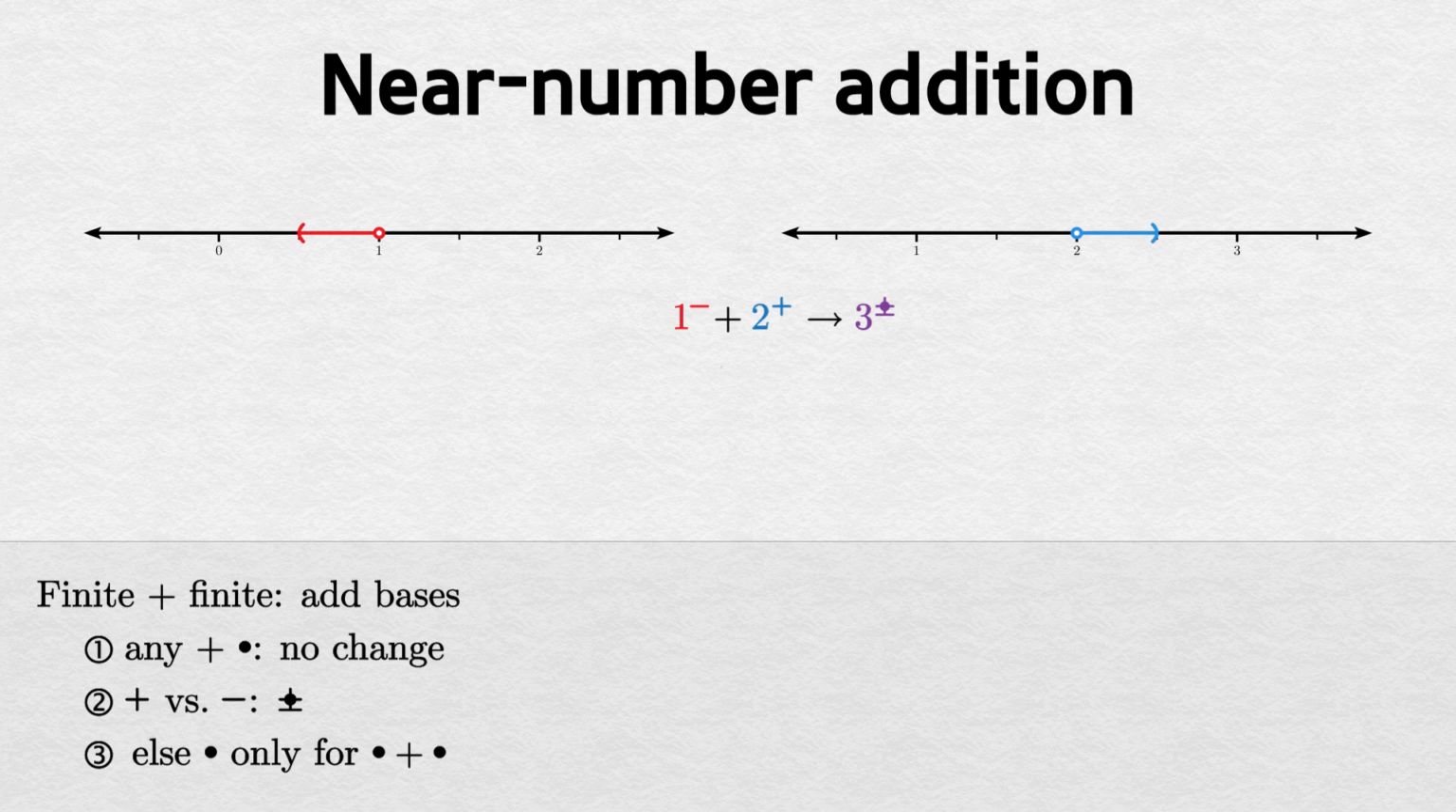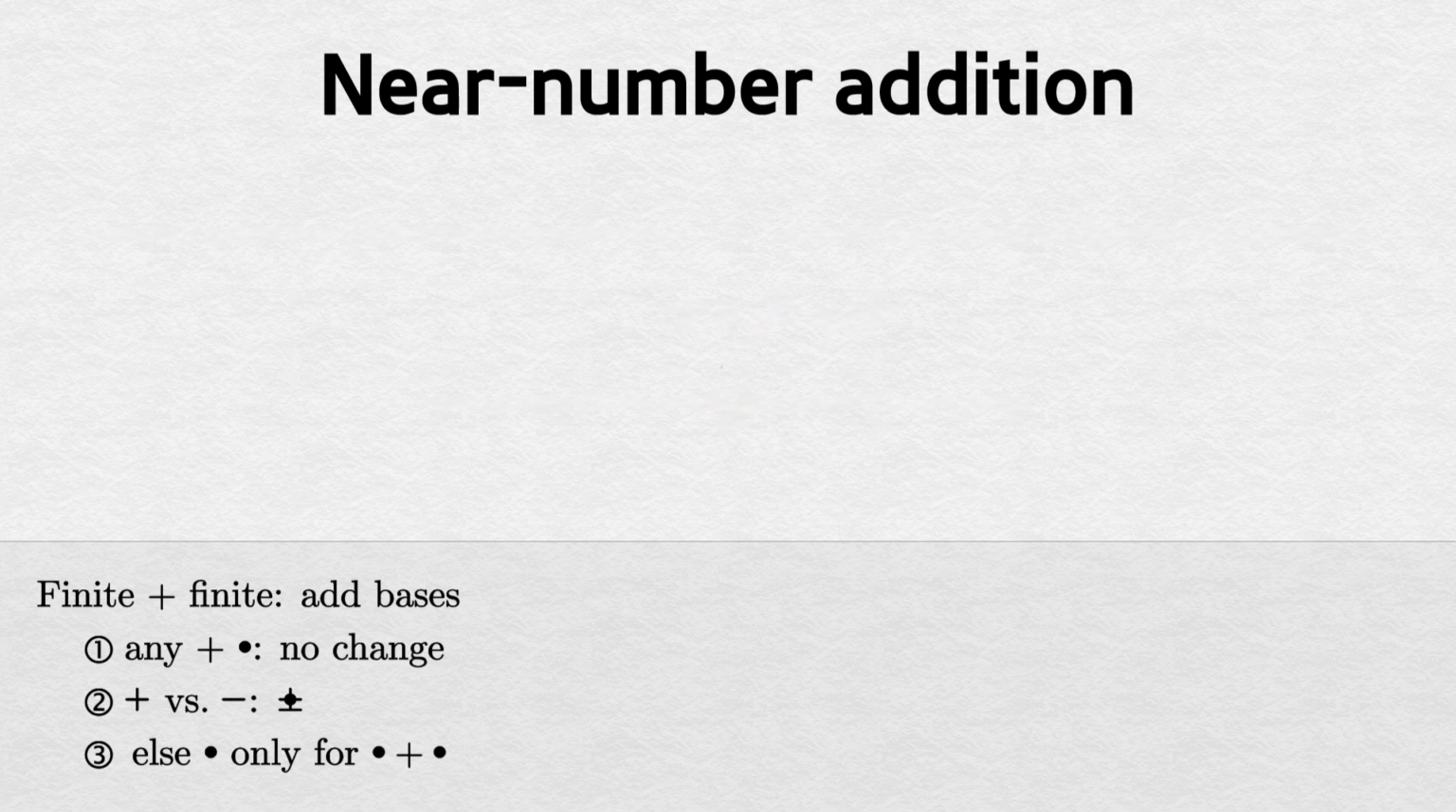Here are slices of the summands. Forming all possible sums, we get all of the numbers from 2.5 to 3.5. When the summands squeeze, the result also squeezes, showing us 3 plus minus dot. That's it for sums of basic finite near numbers. What happens if we add a basic finite near number to positive infinity?